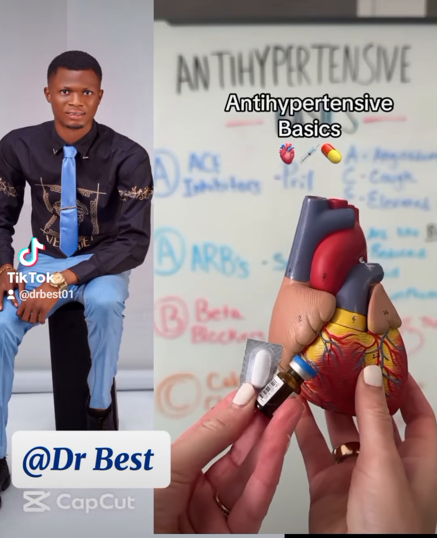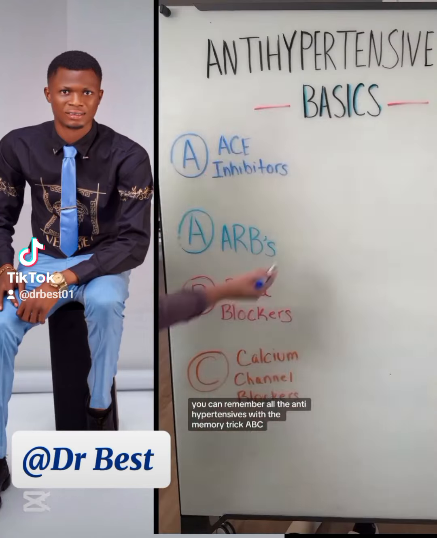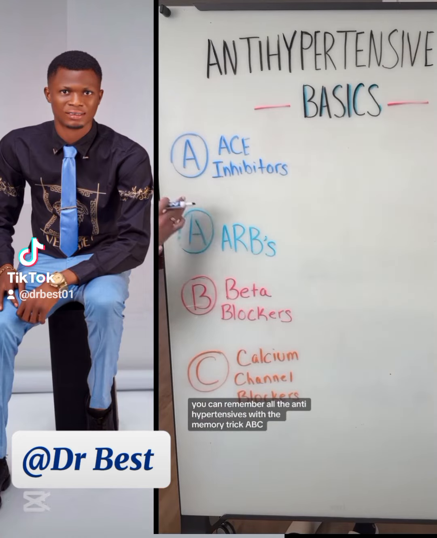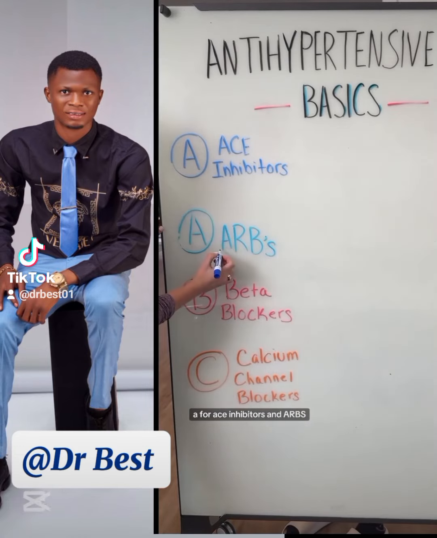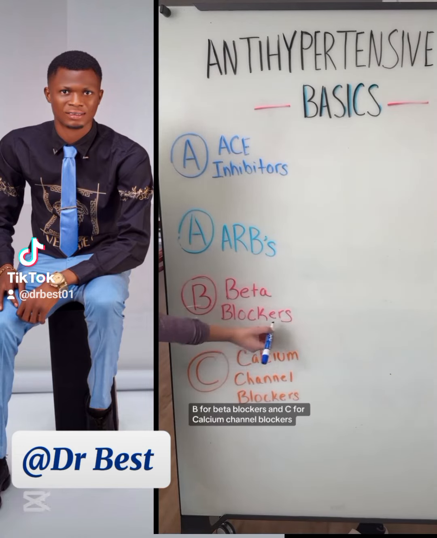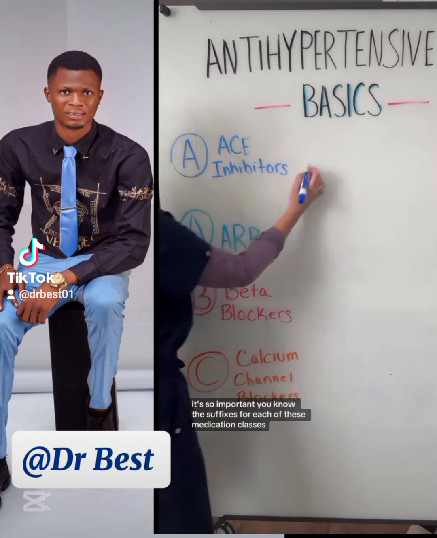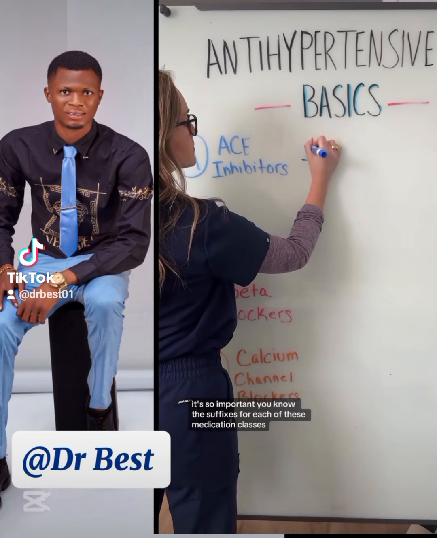Let's go over antihypertensive basics. You can remember all the antihypertensives with the memory trick A, B, C. A for ACE inhibitors and ARBs, B for beta blockers, and C for calcium channel blockers. It's so important you know the suffixes for each of these medication classes.